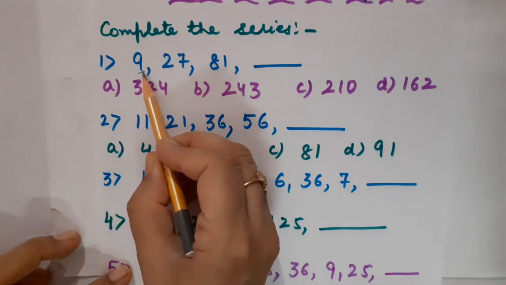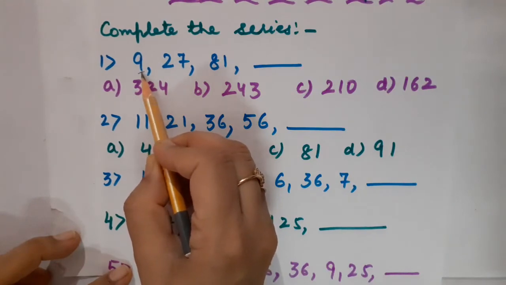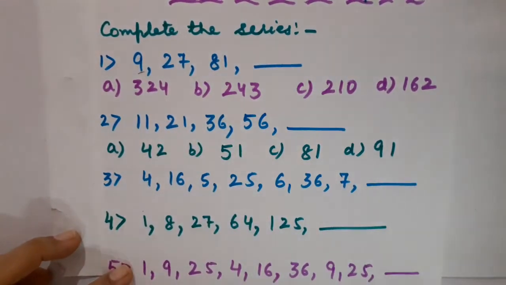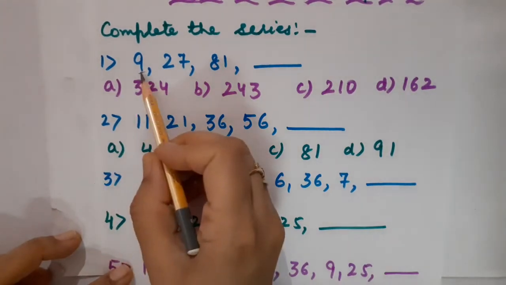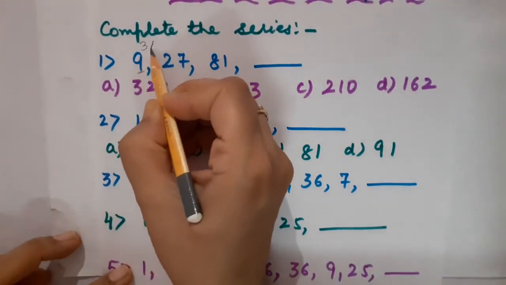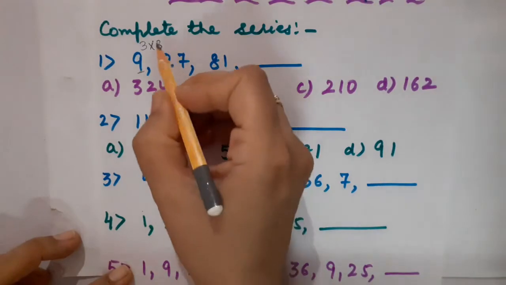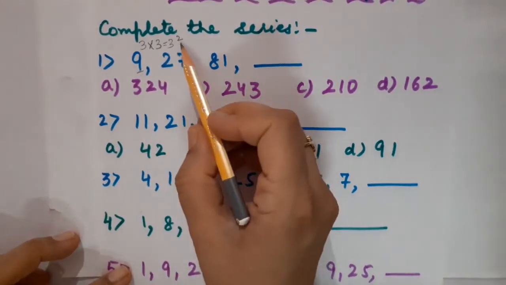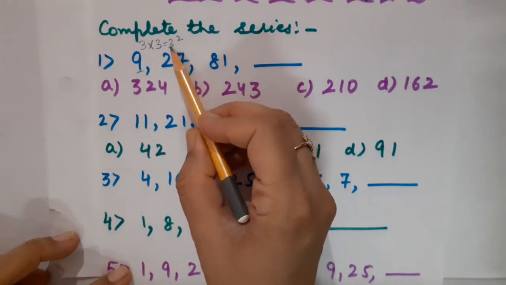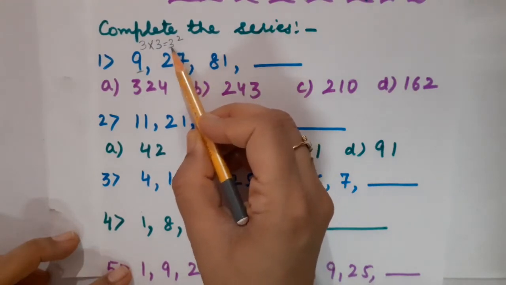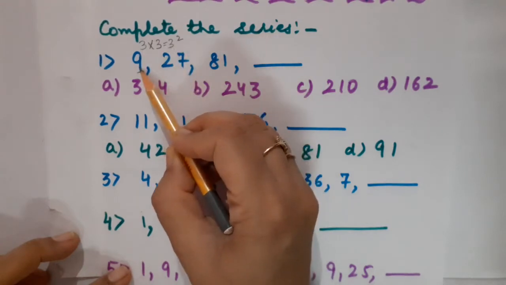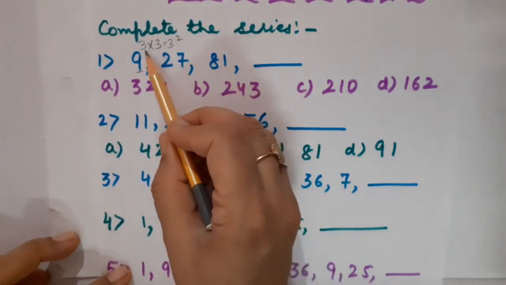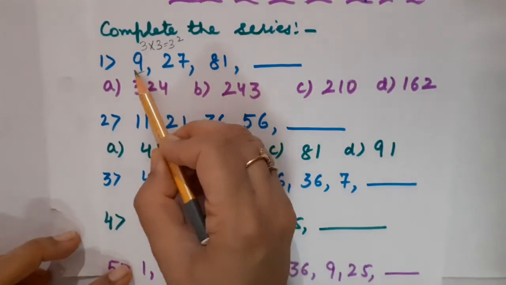Here you can see, children, this is 9. How can I write 9? Can this 9 be written like this? 3 into 3. Or you can even write it as 3 square also. Correct? What do you mean by square number? Suppose I have written 3 square, it means 3 will be multiplied by itself twice, so that I can get its perfect square, that is 9. Okay. So when I multiply 3 by 3, I get 9.